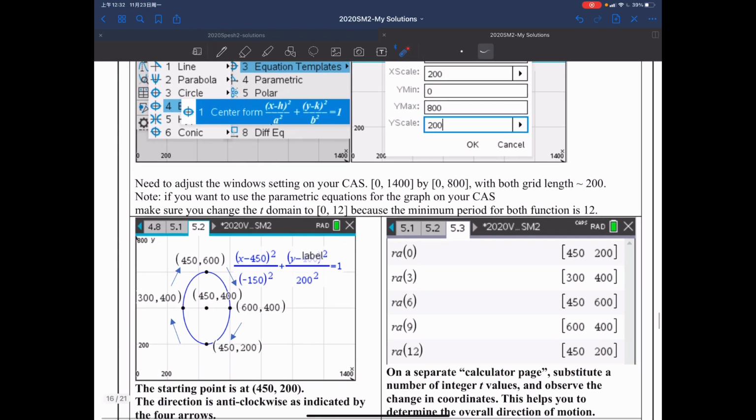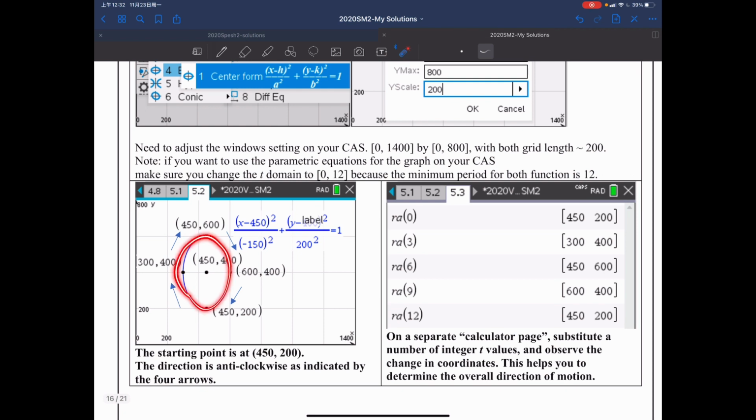Then I just entered the parameters into the ellipse template with K, H, A, and B. So here is my ellipse, but how could I determine its relative positions and the directions? On a separate page, I evaluated R of A 0. This is the starting position for 5200, which is here, the lowest point. And then you can say, okay, 0 to 12, how could I know that?